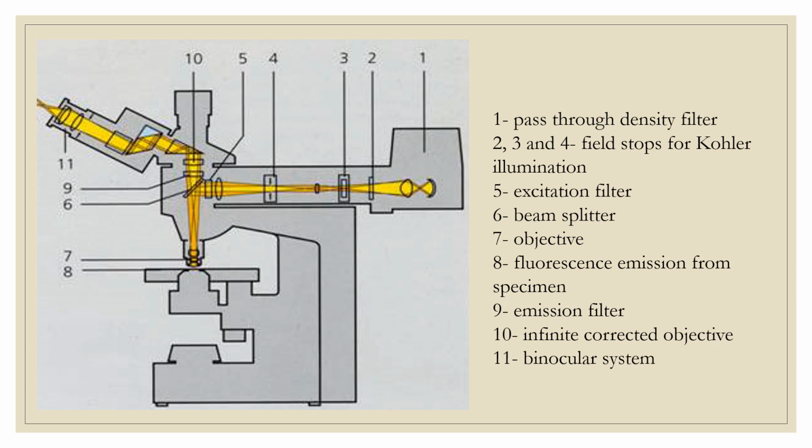So here in this drawing you can see that we have a light. Number one is the light source, and it passes through a density filter. And then 2, 3, and 4 we have fields that stop for color illumination. That would be the heat filter and the exciter filter. We have the exciter filter and then the beam splitter, the objectives, and then the fluorescence emission from the specimen. We have the emission filter, which is up there above the objective, the infinite corrective objective, which is actually above the exciter filter, and then finally we have the binocular oculars.